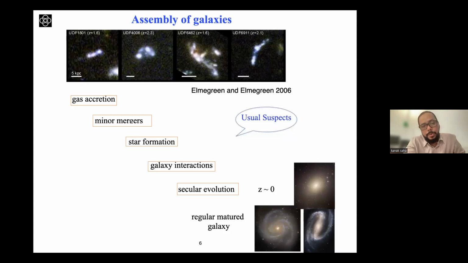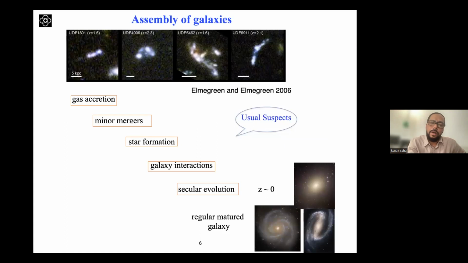We want to understand that, and it's not an easy task, right? Because observationally one could make a redshift slice and try to understand, but we already know from the cosmological simulations that there are several ingredients, physical processes, that have contributed to the assembly of the galaxy from this clumpy phase to today. To name some: gas accretion, minor mergers, in situ star formation versus ex situ, then galaxy interaction, and, towards the more local universe, secular evolution probably also played a role.